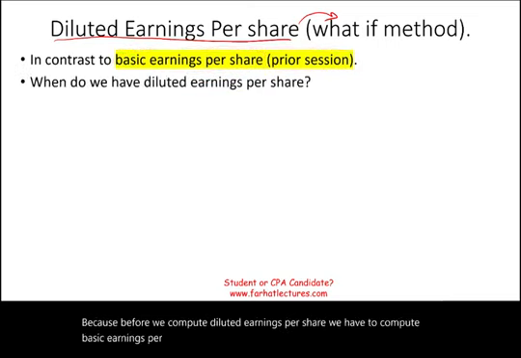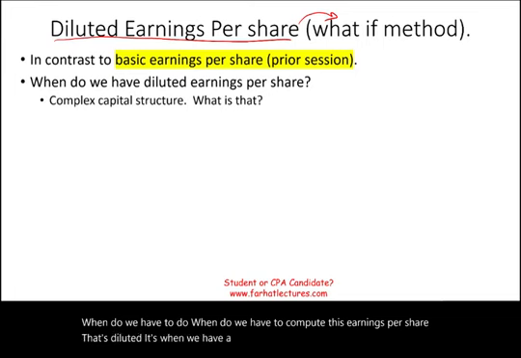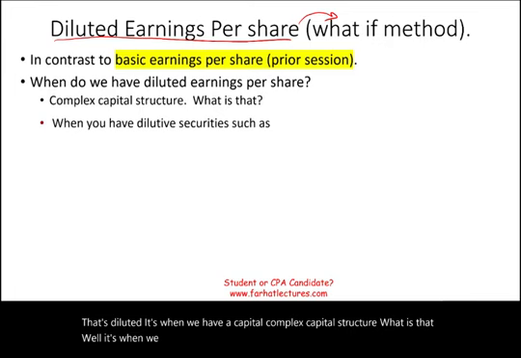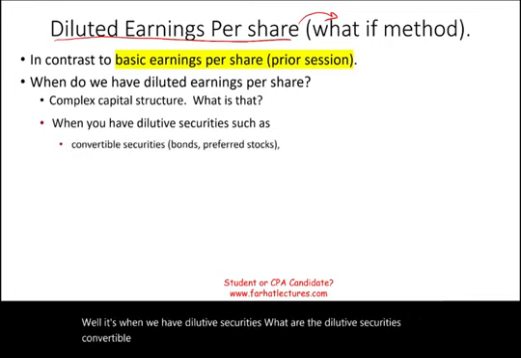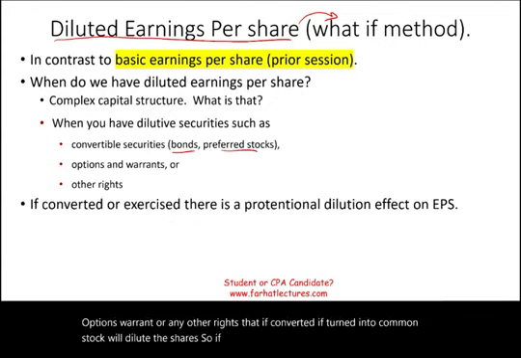Now, when do we have diluted earnings per share? When do we have to compute this earnings per share that's diluted? It's when we have a complex capital structure. What is that? Well, it's when we have dilutive securities. What are dilutive securities? Convertible securities, such as convertible bonds, convertible preferred stock, options, warrants, or any other rights that, if converted, if turned into common stock, will dilute the shares. So if converted or exercised, there is a potential dilution effect.